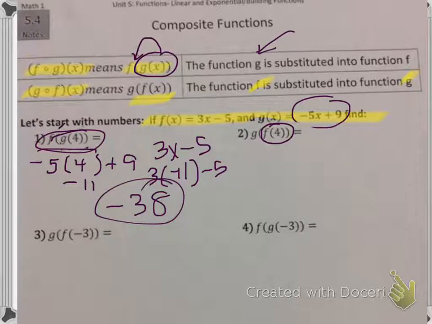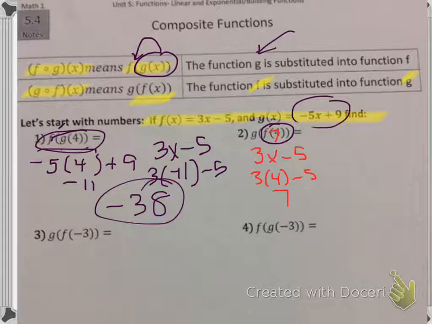We're going to start at the back here, which says put 4 into the f function. So the f function is 3x minus 5. So I'm going to put 4 into that. So 3 times 4 minus 5. 3 times 4 is 12. 12 minus 5 is 7. So this whole part right here just became 7.